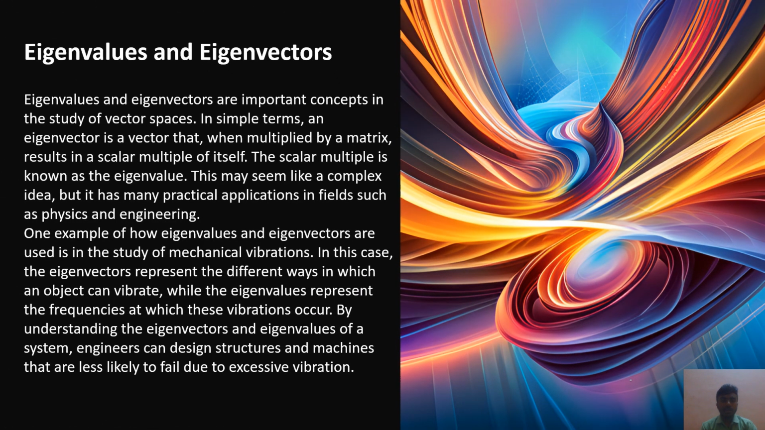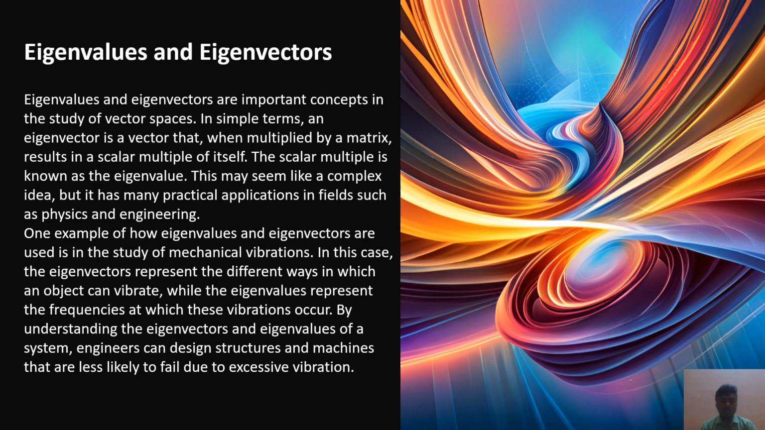Eigenvalues and eigenvectors. Eigenvalues and eigenvectors are important concepts in the study of vector space. In simple terms, an eigenvector is a vector that, when multiplied by a matrix, results in a scalar multiple of itself. The scalar multiple is known as the eigenvalue. This may seem like a complex idea, but it has many practical applications in fields such as physics and engineering.